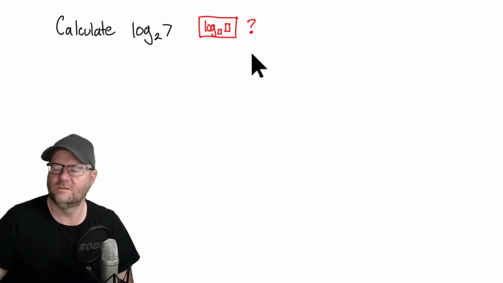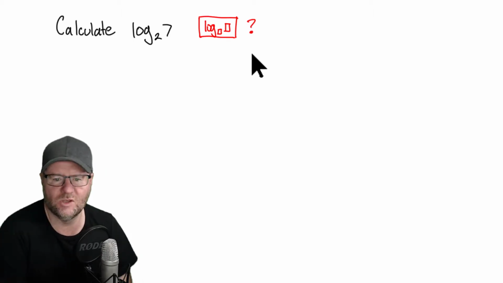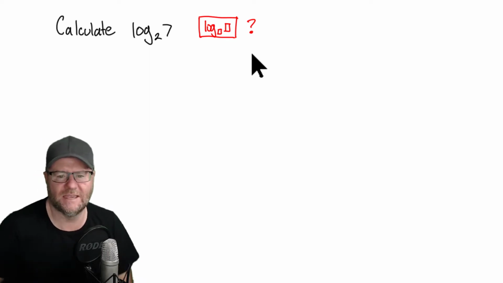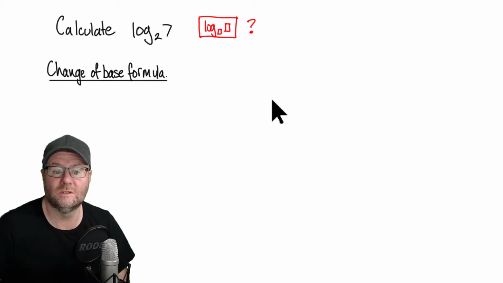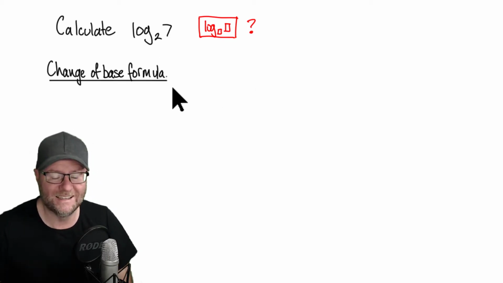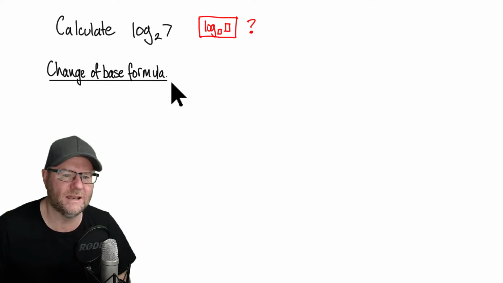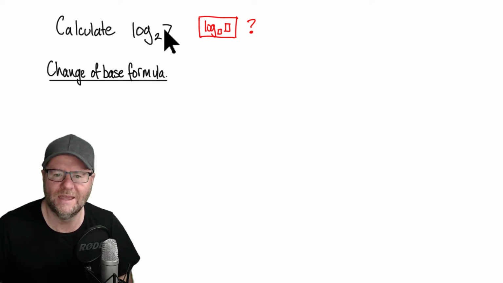We, however, do not have that button. If you're using a Casio FX82, it's a standard, very popular scientific calculator. So what do we do to calculate that? Well, we use the change of base formula. It's a nifty little formula that allows me to take any logarithm and change the base.